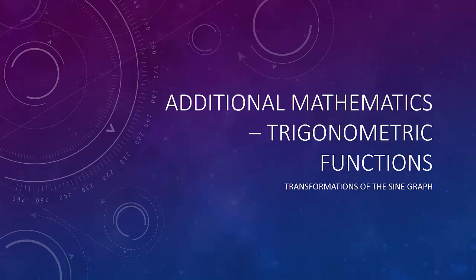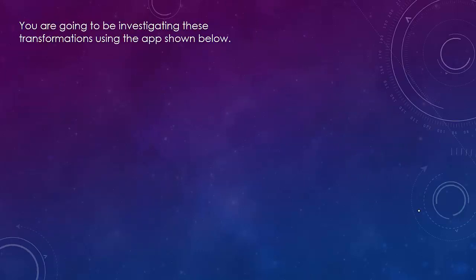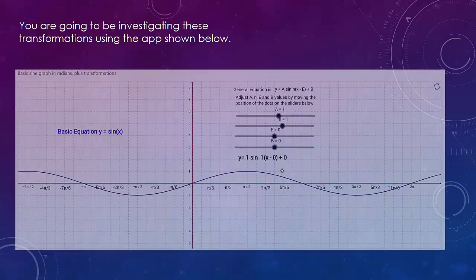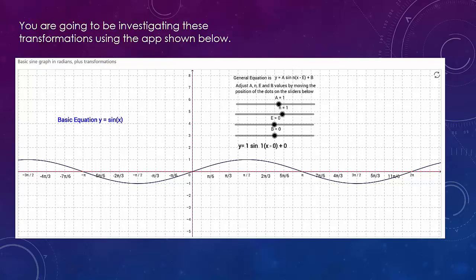Transformations of the sine graph. You are going to be investigating these transformations using the app shown below. The basic equation is y equals sine x, and when you start with the app, I want you to have the settings shown here. A is 1, n is 1, e is 0, b is 0, and that would give you the function just here, which is the basic y equals sine x function.